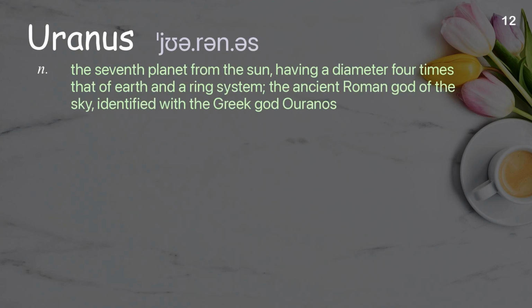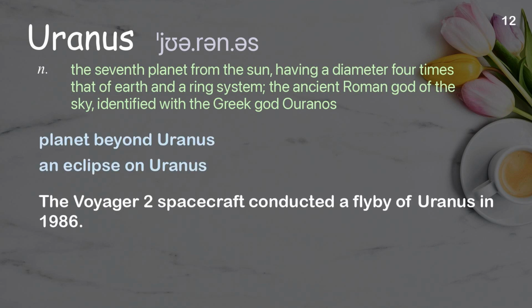Uranus. The seventh planet from the Sun, having a diameter 4 times that of Earth and a ring system, the ancient Roman god of the sky, identified with the Greek god Uranus. Examples: Planet beyond Uranus, an eclipse on Uranus. The Voyager 2 spacecraft conducted a flyby of Uranus in 1986.